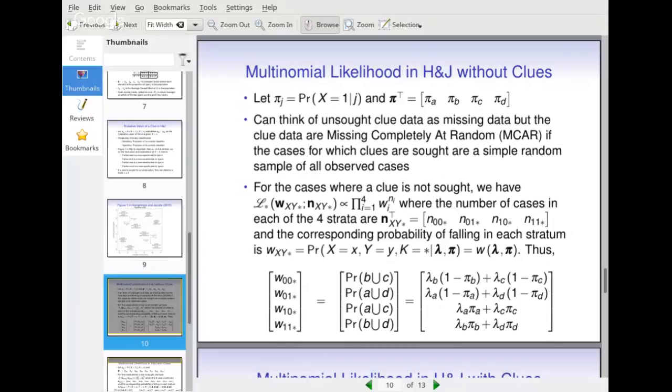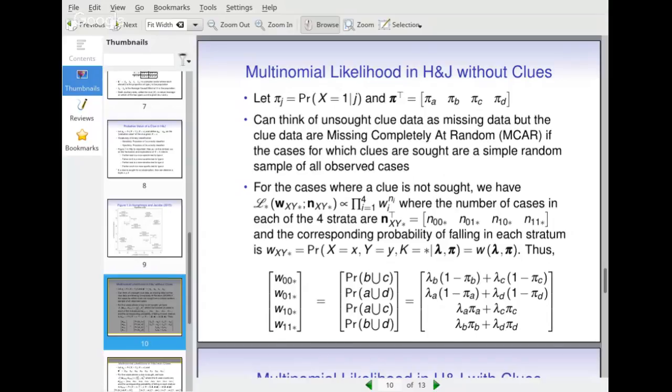So we can do that for each of the 4 buckets of W with different expressions here. And it can be shown that this W is a valid simplex vector. It's not lambda alone. It's a function of the lambdas and the pi's, but it comes out to a simplex vector. And consequently, that's what you stick in as the parameter to the multinomial likelihood. So you've got your W's and you raise them to the power of the n's, and you can evaluate the multinomial likelihood for these observations where you have the X and the Y, but you didn't even go out and try to find the clue.